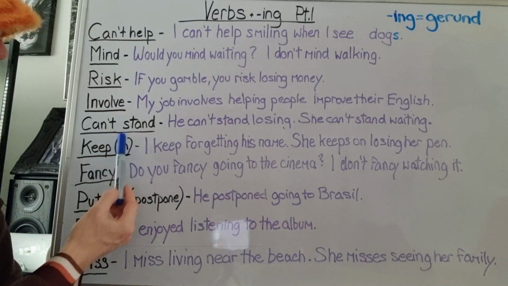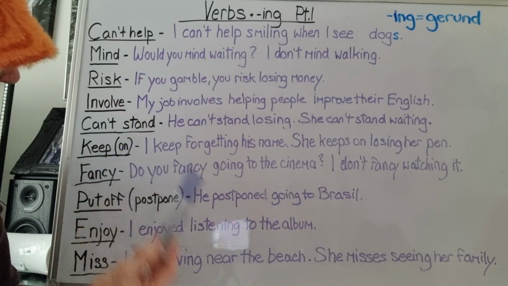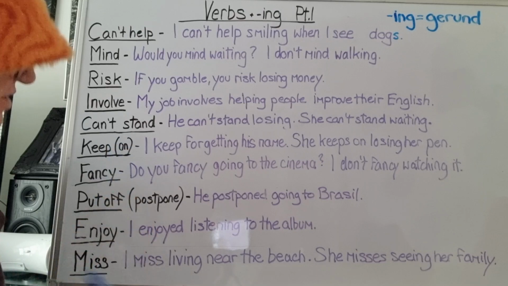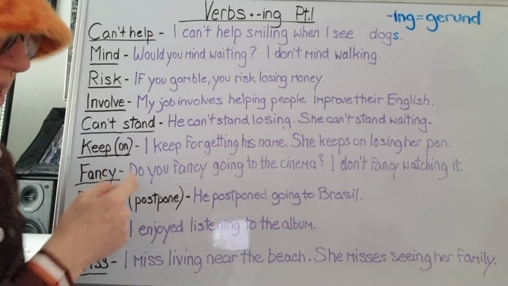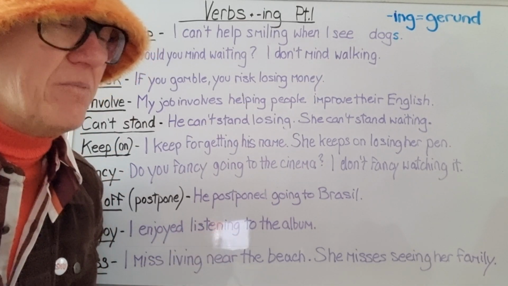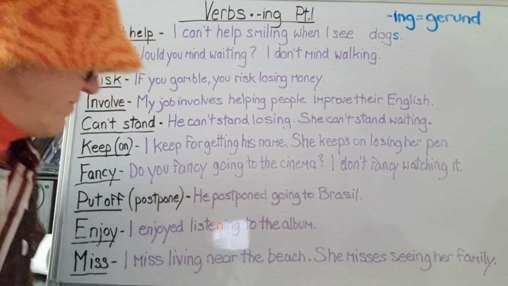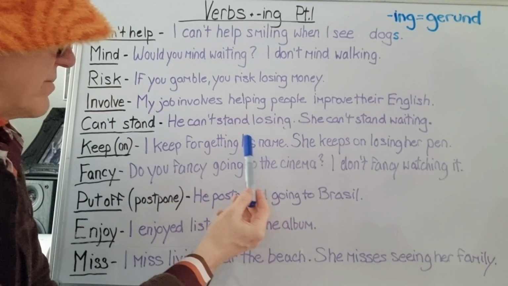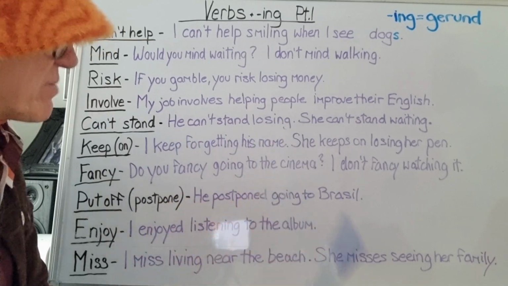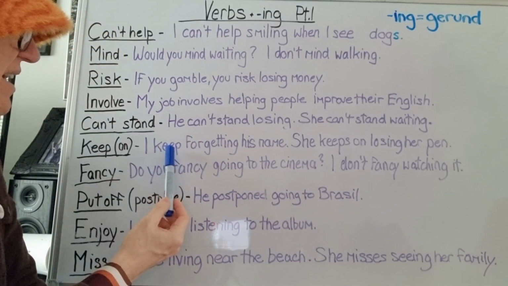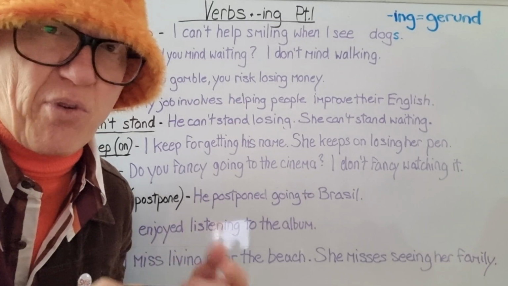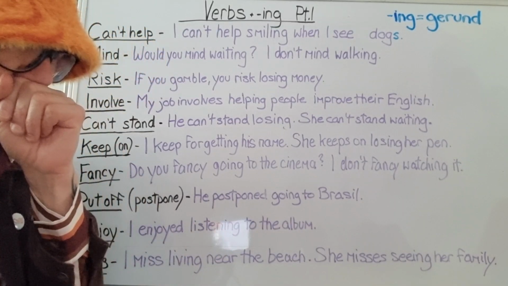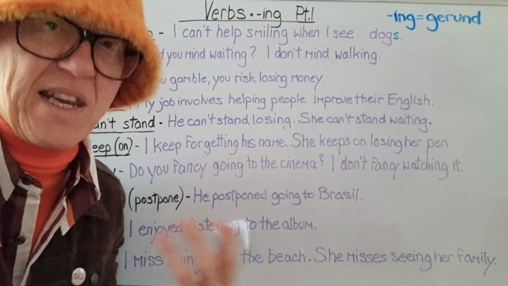Keep. You can use on. Some people use on, but I don't. And if you want to, it's okay to use on. I don't. I've got two examples. I keep forgetting his name. I keep on forgetting his name as possible. It means I continue to have the same problem. Okay? It's not a positive thing, it's a negative thing.